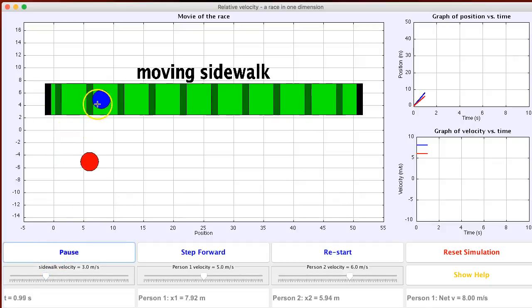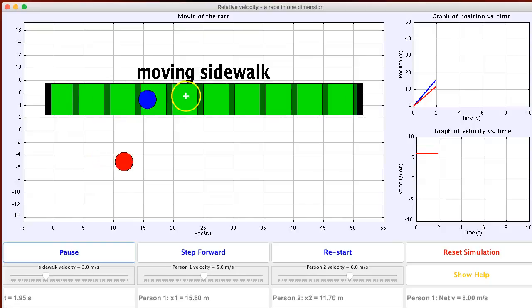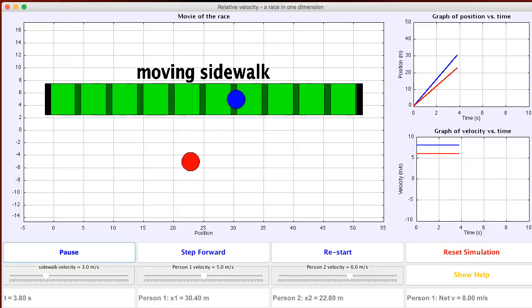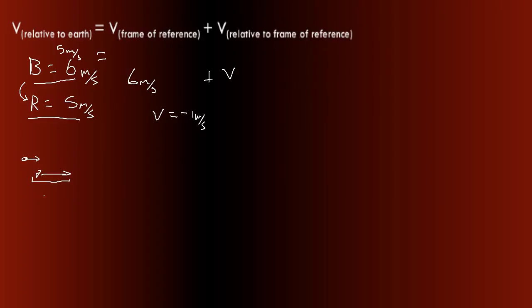Okay, and so now you see the person going faster here because they're on that moving sidewalk. So when we figure this out now, we can say the velocity of the frame of reference is still 6 meters per second. But now the velocity relative to the Earth would be the 5 meters per second that they're walking, plus the velocity of the sidewalk, which is now 3. So now when we solve for this v here, we're going to get 8 equals 6 plus v, or v is equal to 2 meters per second.